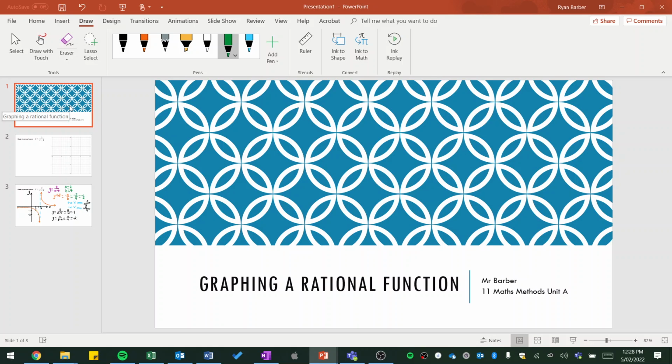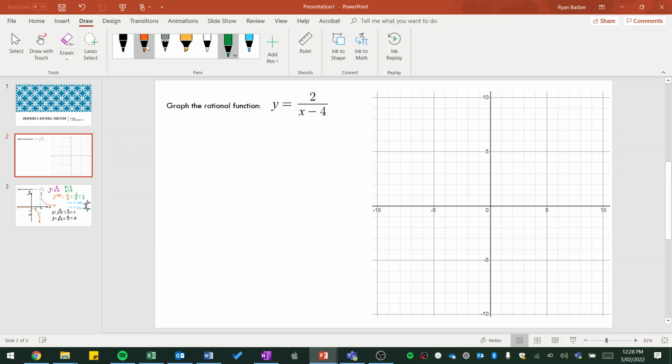Alright, today we are going to be graphing a rational function. The rational function we have today is y equals 2 divided by x take 4. First thing we're going to do is compare it to the equation for a rational function, which is y is equal to a divided by x take b.